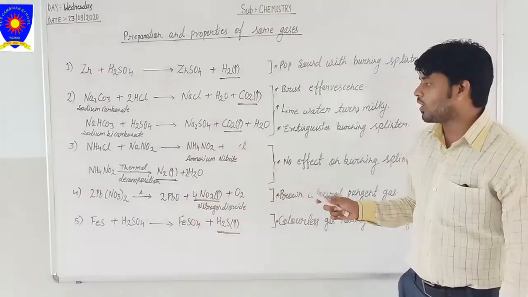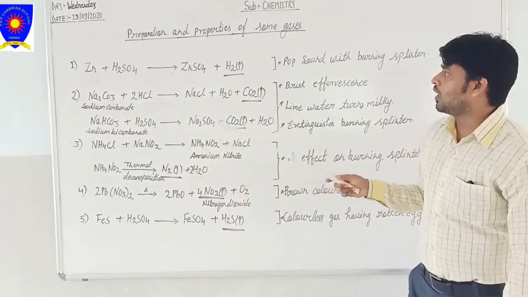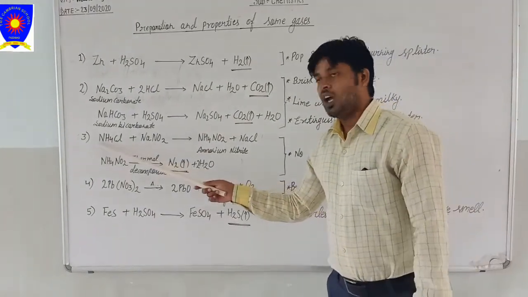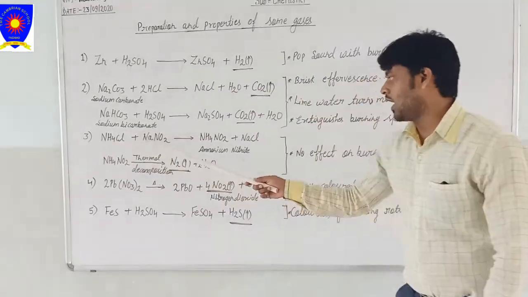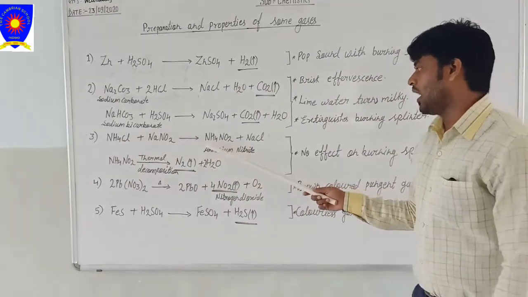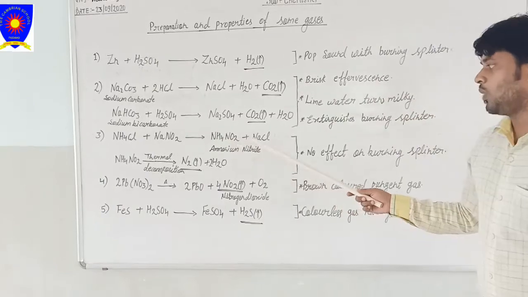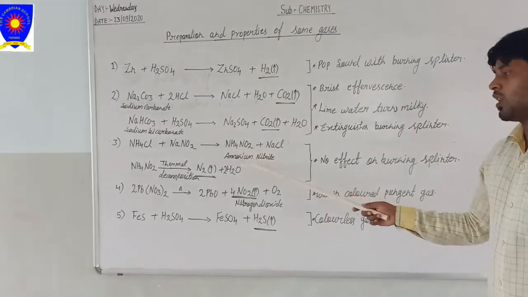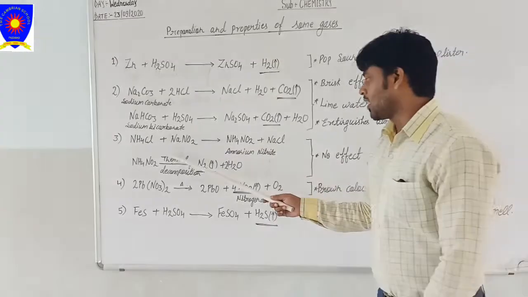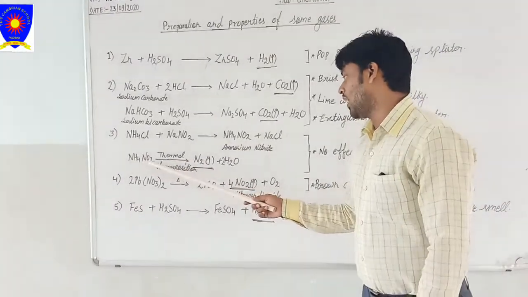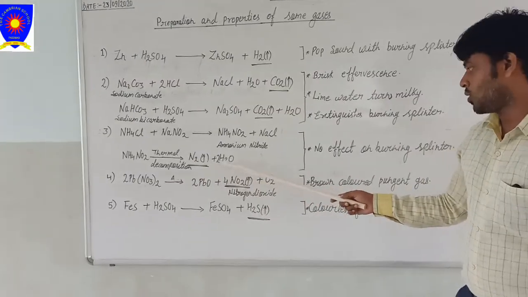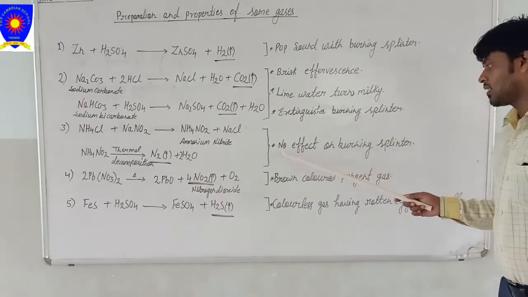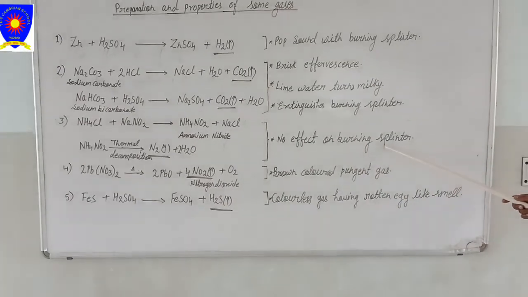Now the third is our nitrogen gas. In this, how we can prepare and what are the properties of nitrogen gas. We will take NH4Cl, ammonium chloride, plus NaNO2, it gives NH4NO2 plus NaCl. This NH4NO2 is ammonium nitrite. By thermal decomposition, ammonium nitrite gives nitrogen gas plus 2H2O. Now the properties of nitrogen gas: no effect on a burning splinter.